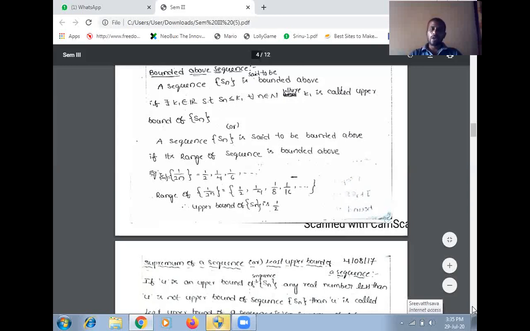So here we have another definition. A sequence Sn is said to be bounded above if its range of sequence is bounded above.